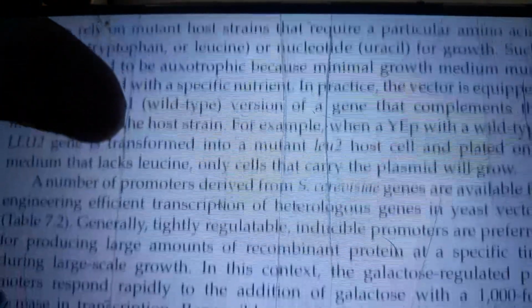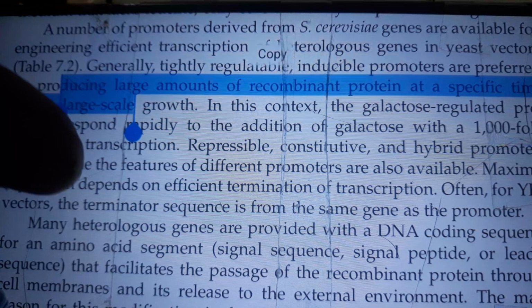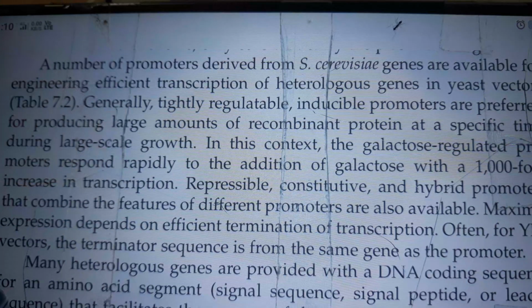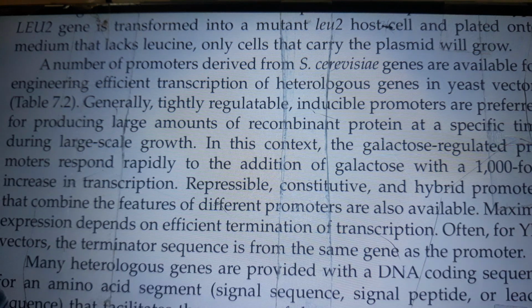A number of promoters derived from S. cerevisiae genes are available for engineering efficient transcription of heterologous genes in yeast vectors. Generally, tightly regulatable inducible promoters are preferred for producing large amounts of recombinant protein at a specific time during large-scale growth. In this context, the galactose-regulated promoters respond rapidly to the addition of galactose with a 1,000-fold increase in transcription. Repressible, constitutive, and hybrid promoters that combine the features of different promoters are also available.